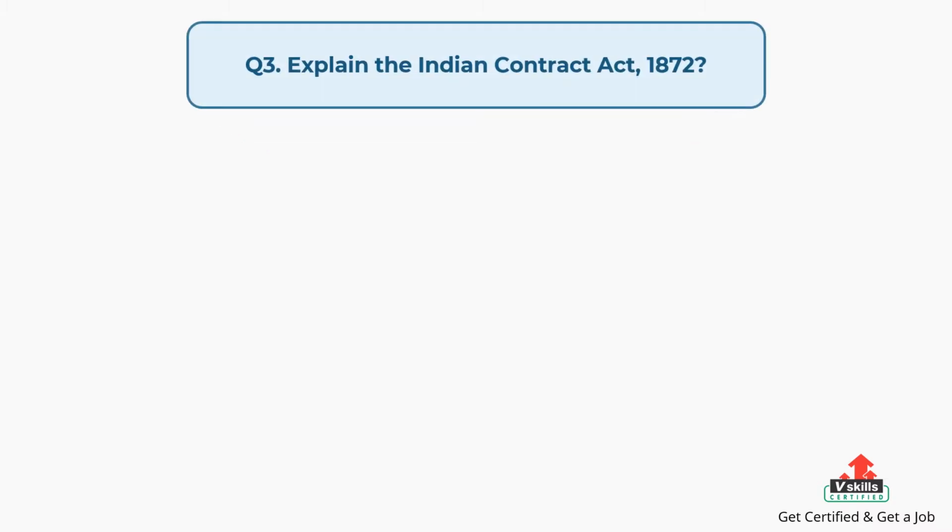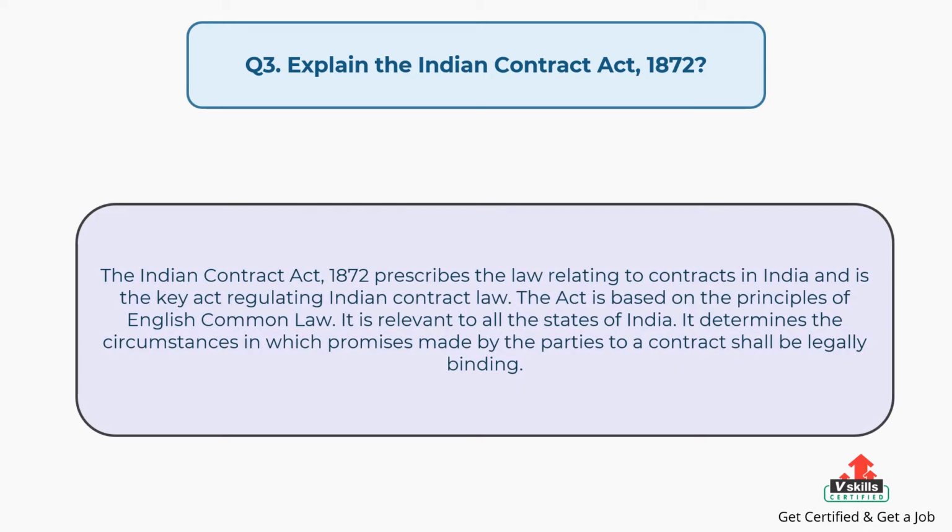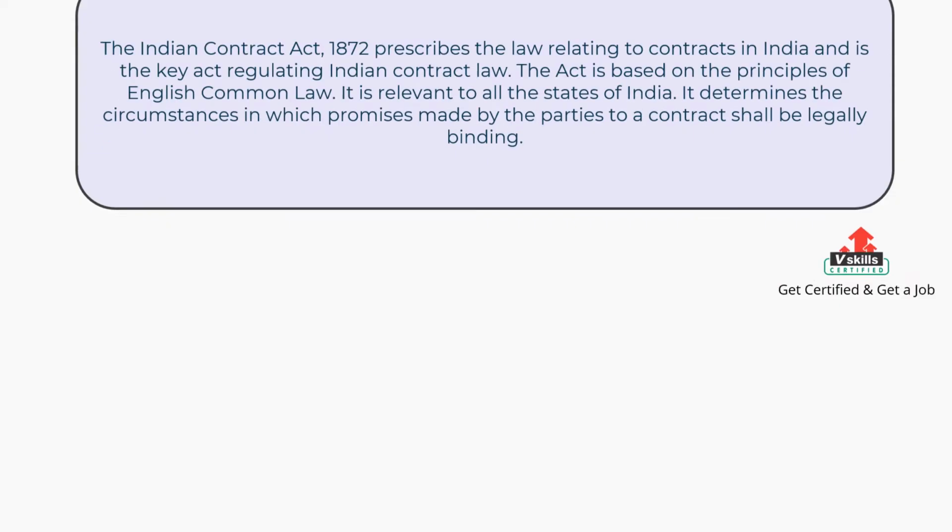Question number 3. Explain the Indian Contract Act, 1872? The answer is, the Indian Contract Act, 1872 prescribes the law relating to contracts in India and is the key act regulating Indian contract law. The act is based on the principles of English common law. It is relevant to all the states of India. It determines the circumstances in which promises made by the parties to a contract shall be legally binding.